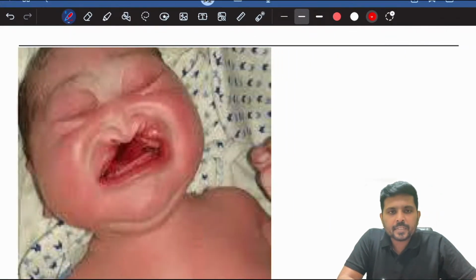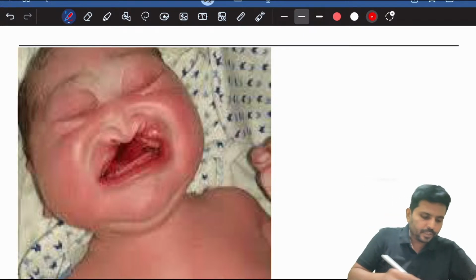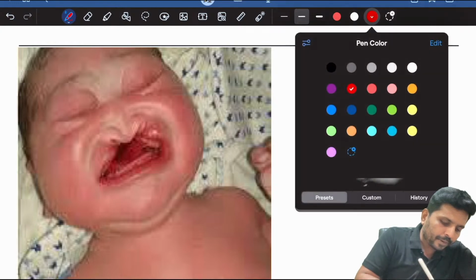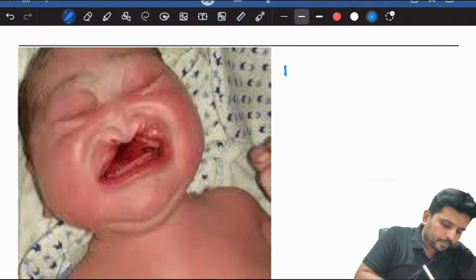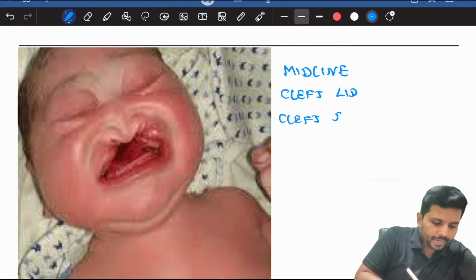What is this? Midline cleft lip and cleft palate. Remember, this is midline cleft lip as well as cleft palate.